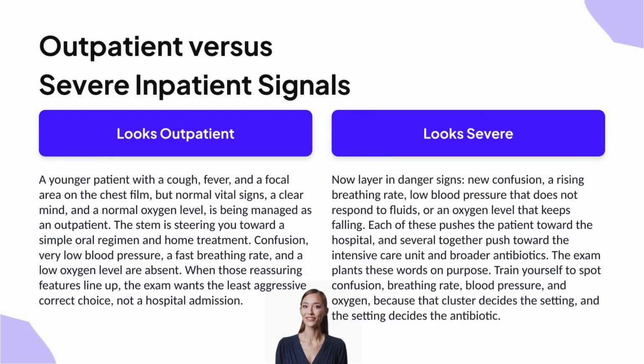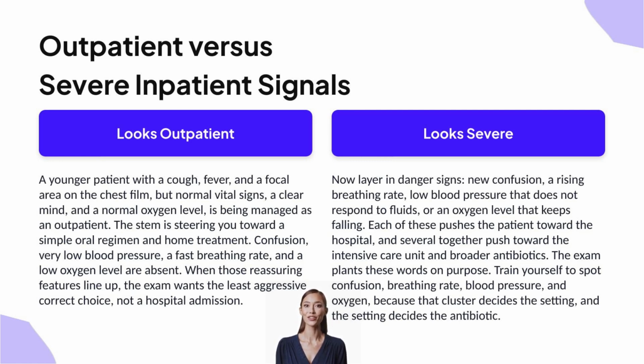Here is a comparison the exam tests constantly. Does this patient look like an outpatient, or does this patient look severe? On the left, the outpatient picture. A younger patient with a cough, a fever, and a focal area on the chest film, but with normal vital signs, a clear mind, and a normal oxygen level.